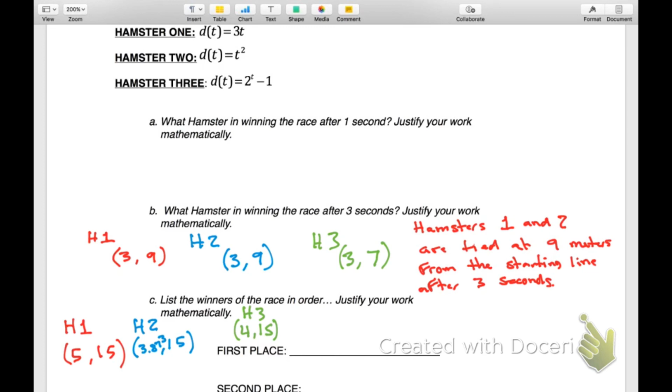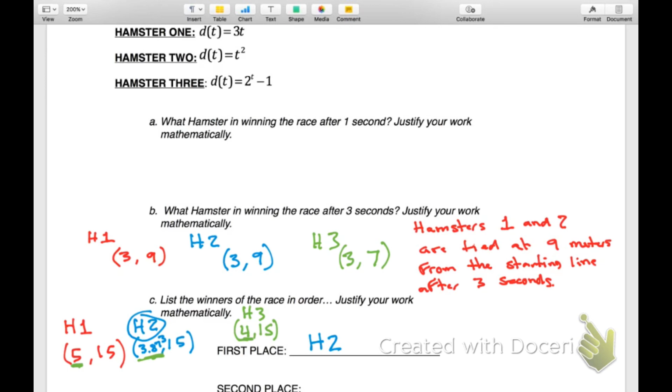And again, we're looking for the x values here. Because we're talking about time in seconds, the lower the x value, the faster they reached the 15 meters. So first place, the lowest value we have is hamster 2 at 3.873 seconds. So first place was hamster 2.